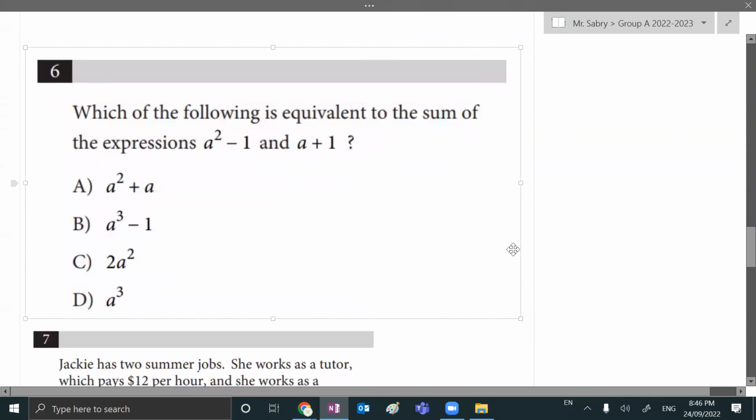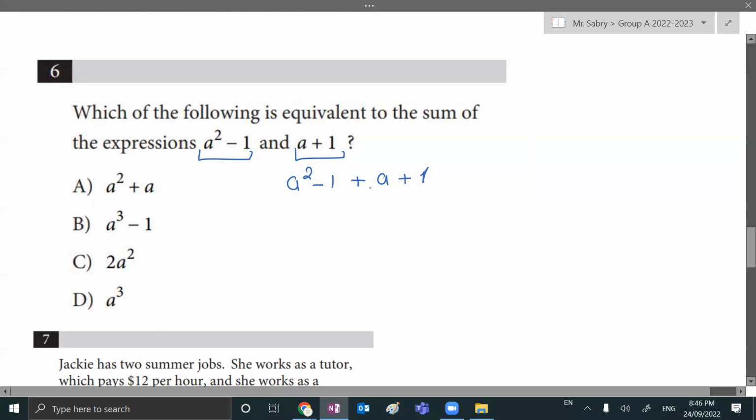Which of the following is equivalent to the sum of whatsoever? So the sum is mainly just to add these two together. If I'm going to add this to this, I just need to write them next to each other and put the plus sign and add. Now, like terms together would go right away. Negative 1 plus 1, they'll cross each other. So the remaining is a squared plus a. This one, we should not have seen a single mistake over here.